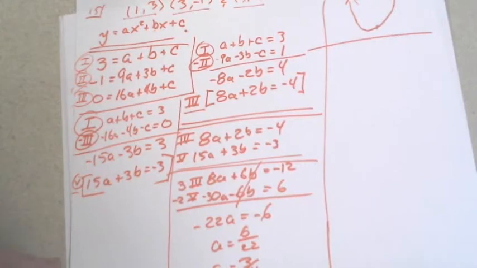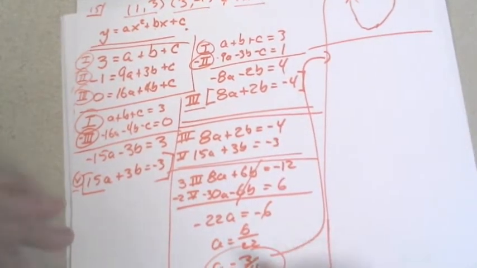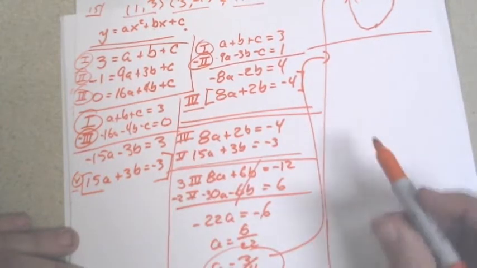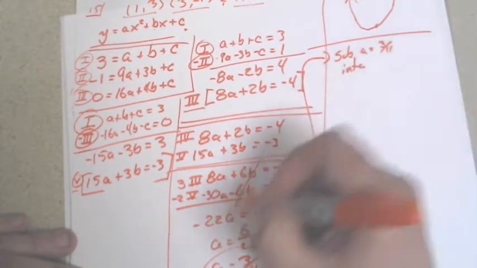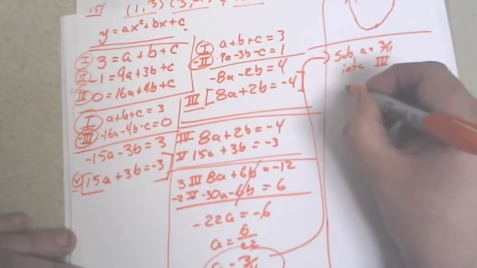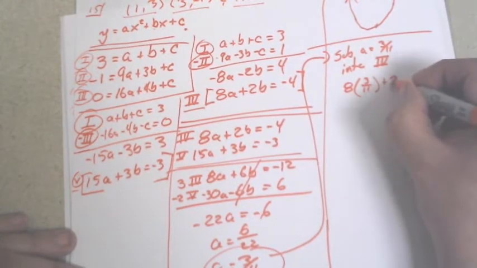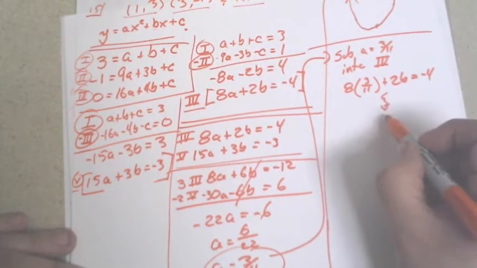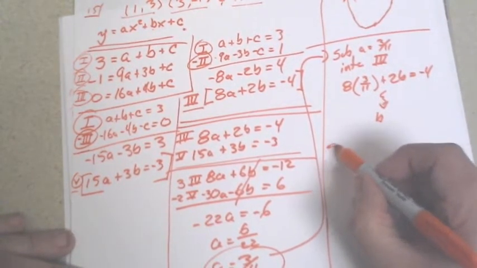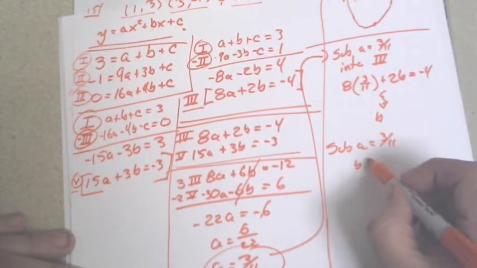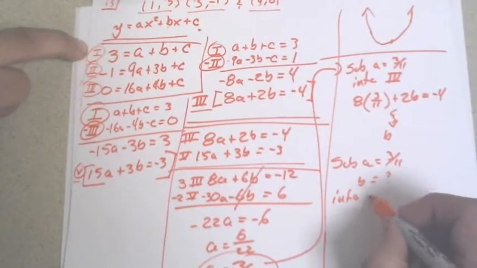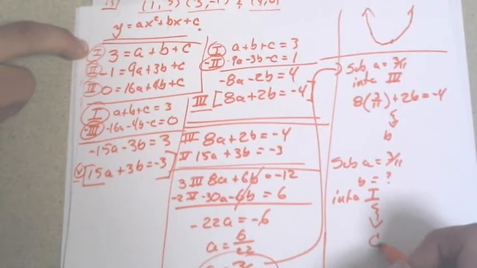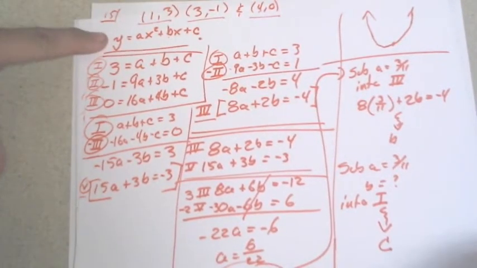And again, 3/11 isn't the nicest thing we've ever had to deal with, but you want to find out what the b is. Well, that 3/11 would have to go back into a relationship between a and b. 4 and 5 are both relationships between a and b, so substitute a equals 3/11 into either one. I'd use 4 probably. And you have 8 times 3/11 plus 2b equals -4. And you'd solve that, you'd find b. Once you have b, you can sub a equals 3/11 and b into equations 1, 2, or 3. I'd probably use equation 1. And then find c. Once you have a, b, and c, you know what your quadratic is.